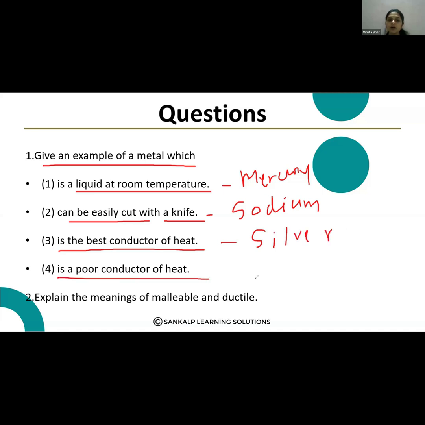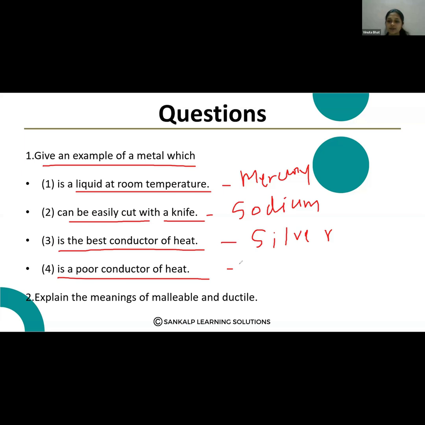And the last one, which is the poor conductor of heat? Which metal is the poor conductor of heat? Not graphite. The best conductor of heat is silver. Graphite is a non-metal that also conducts electricity, but it is not a good conductor of heat.